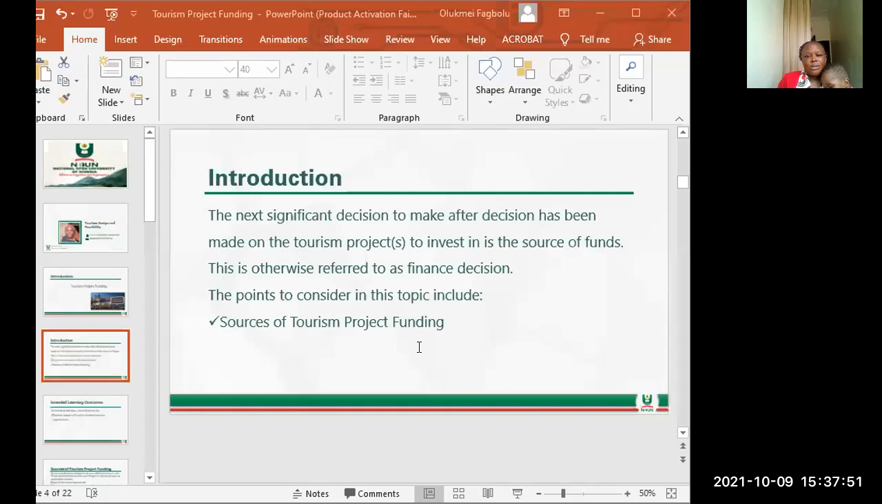I talk of tourism project funding. I want you to understand that after we have made a good decision on the type of tourism project we want to invest in, source of funds is another cogent stage in writing our business plan, and very, very significant to running a tourism business.